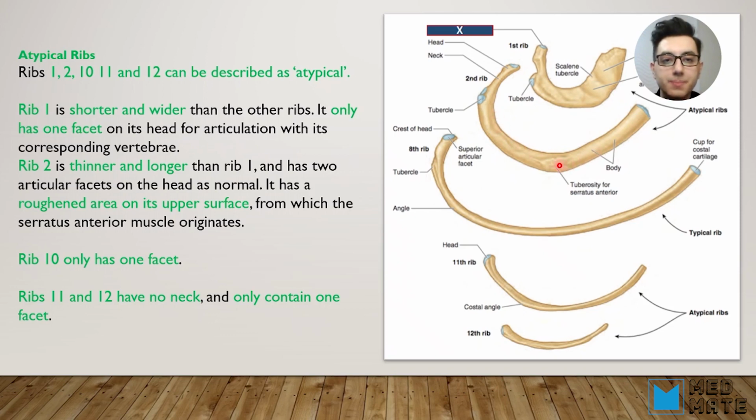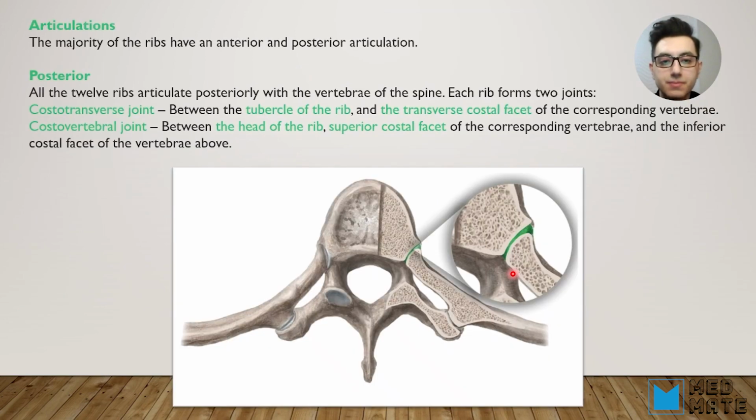the second rib. Now, other atypical ribs are rib 10, which is because it has only one facet, and also rib 11 and 12, and they don't have a neck and only contain one facet. You can see rib 12 and 11 here, and rib 10 is very similar to rib 11, but it has the neck, but it has only one facet.